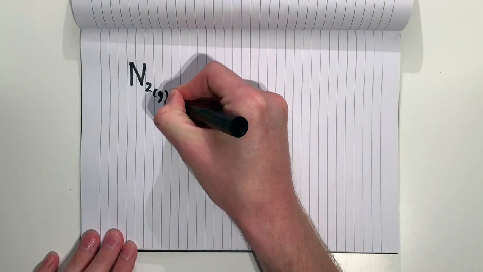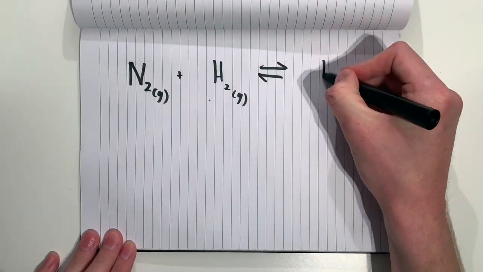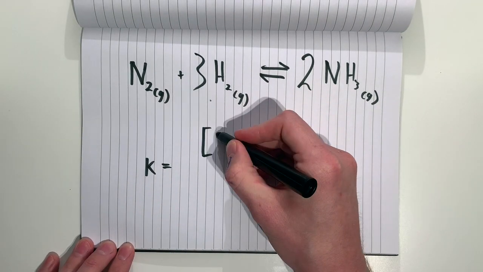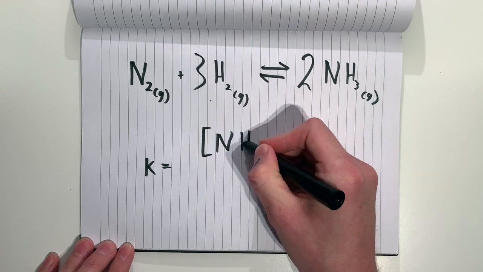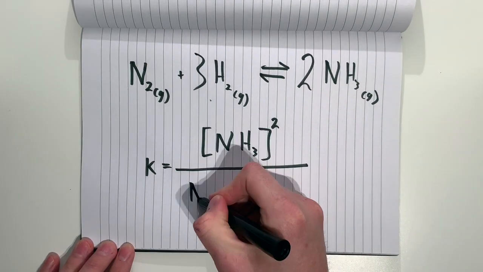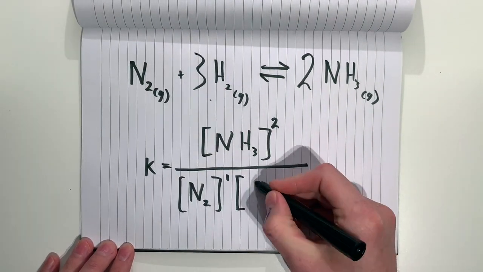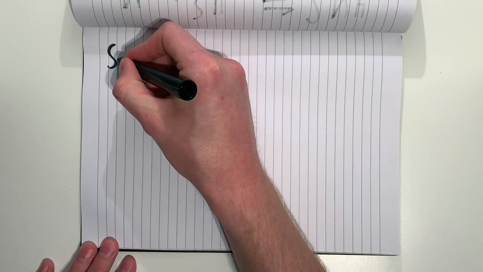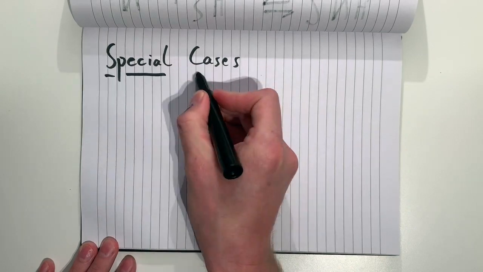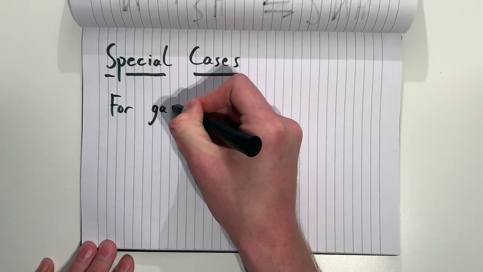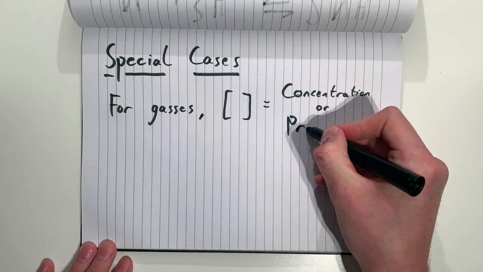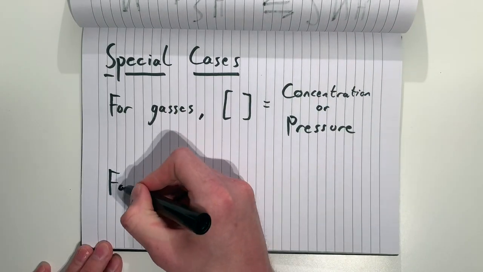Think about our original reversible reaction, nitrogen and hydrogen combining to make ammonia. What do you think the equation is going to be? Well, we always put products on the top and reactants on the bottom, and also include the balanced moles as powers of each chemical. As always, there are special cases. When working with gases, we can use either concentration or pressure to work out our equilibrium constant.